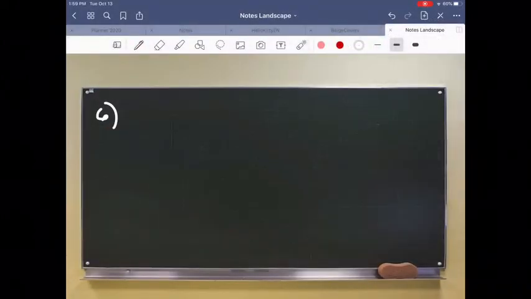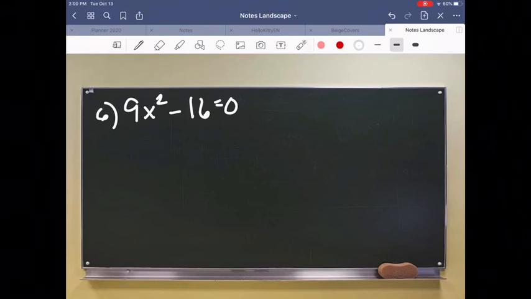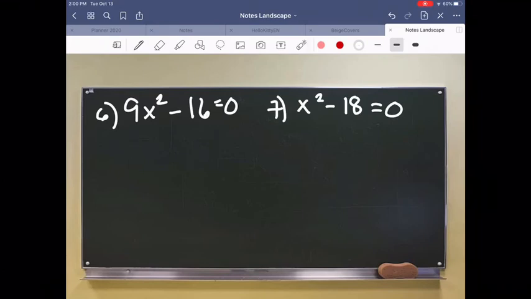Now, what if ang binigay sa atin ay hindi perfect square? So, let us, and also hindi nagdi-divide. So, let us have some more examples. For example, we have 9x squared minus 16 equals 0. And then 7, we have x squared minus 18 equals 0. Okay, so let's start with number 6 first.